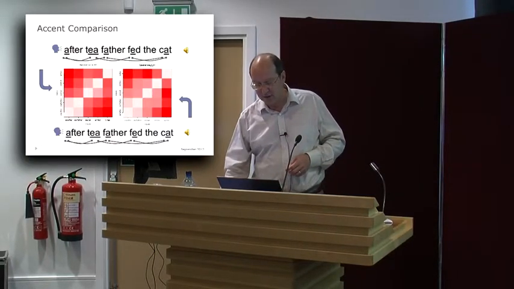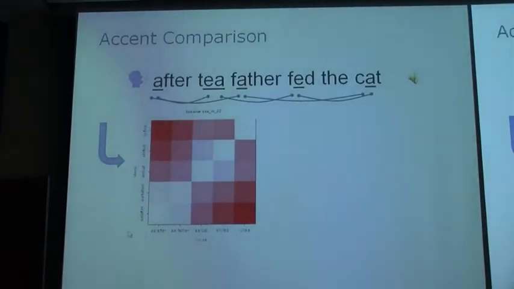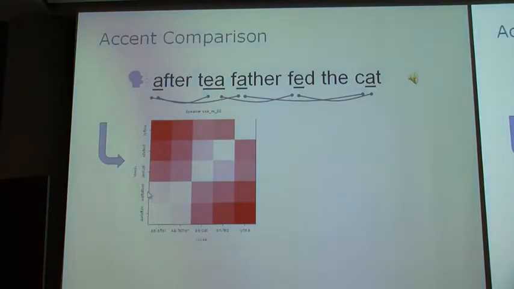And of course what you find is you get a little map, which is sort of the distance between one vowel and another vowel. You probably can't read these labels, but they say A in after, A in father, A in cat, E in fed, and E in tea. So this says A in after is quite like A in father. It's not so close to A in cat. It's very far away from E in fed, and it's a long way away from E in tea. The colouring represents the distance. The redder it is, the further the vowels are apart from one another.